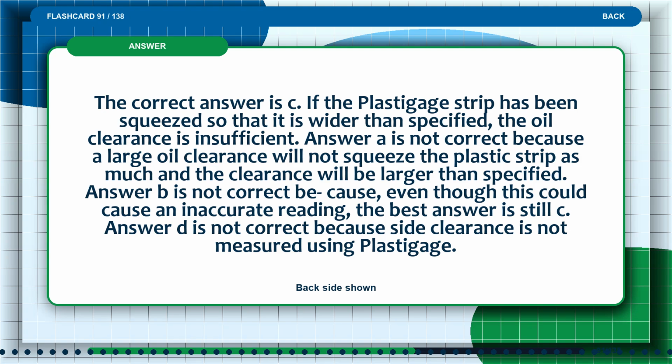The correct answer is C. If the plastigage strip has been squeezed so that it is wider than specified, the oil clearance is insufficient. Answer A is not correct because a large oil clearance will not squeeze the plastic strip as much and the clearance will be larger than specified. Answer B is not correct because, even though this could cause an inaccurate reading, the best answer is still C. Answer D is not correct because side clearance is not measured using plastigage.